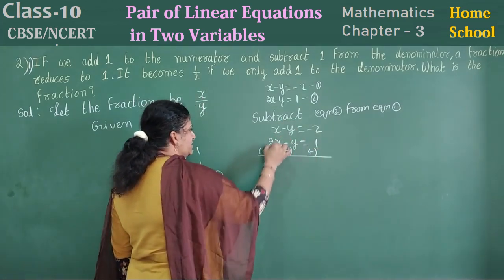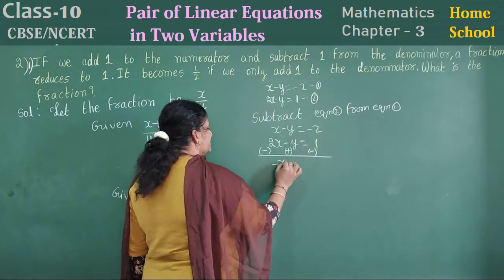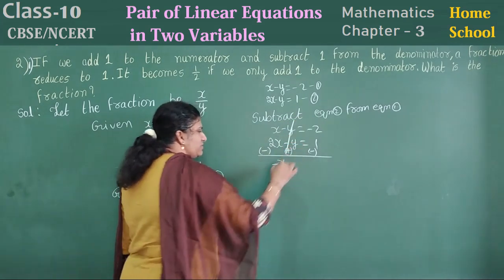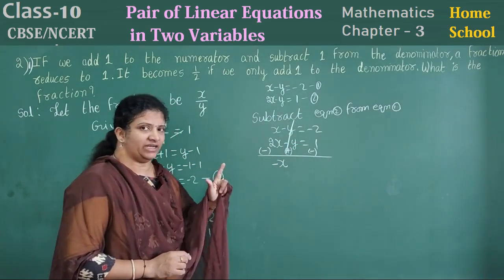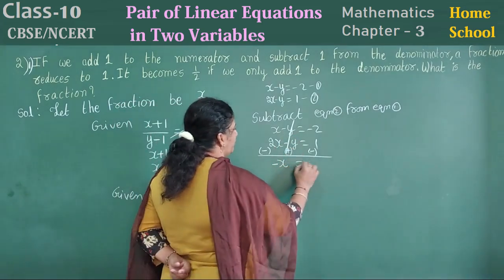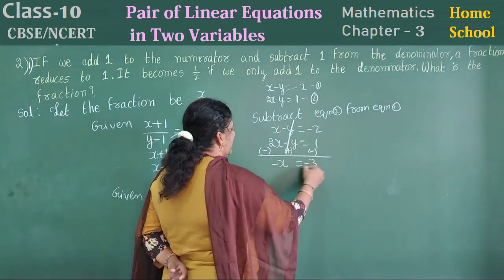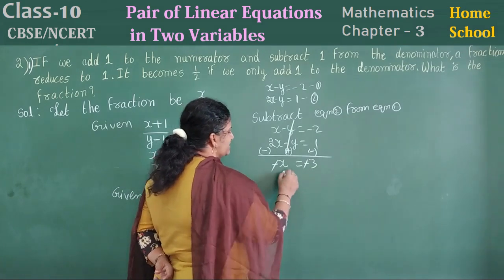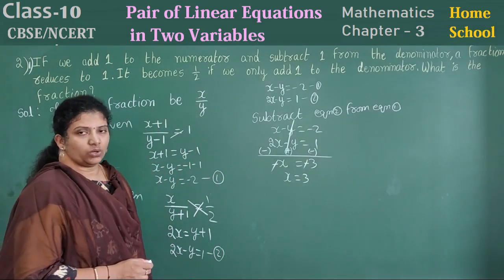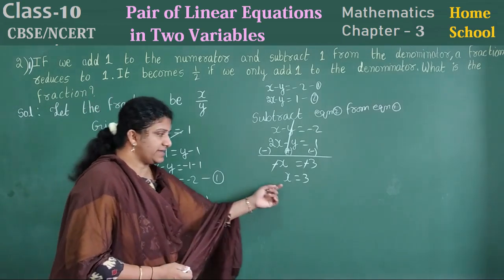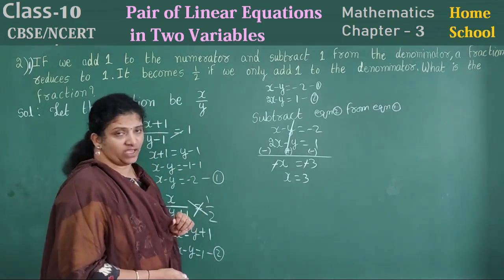So, x minus 2x will be minus x. Minus y plus y cancel. One variable is eliminated. Now minus x is equal to minus 2 minus 1, minus 3. Minus minus cancels. x is equal to 3. Okay, another variable. This x value, substitute in any one of the equations.